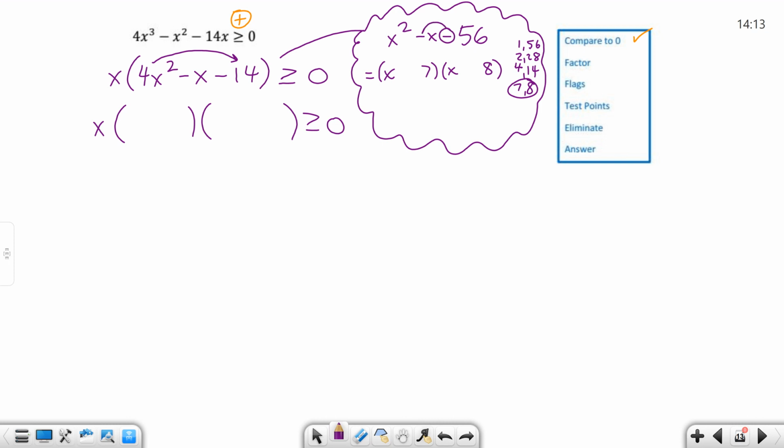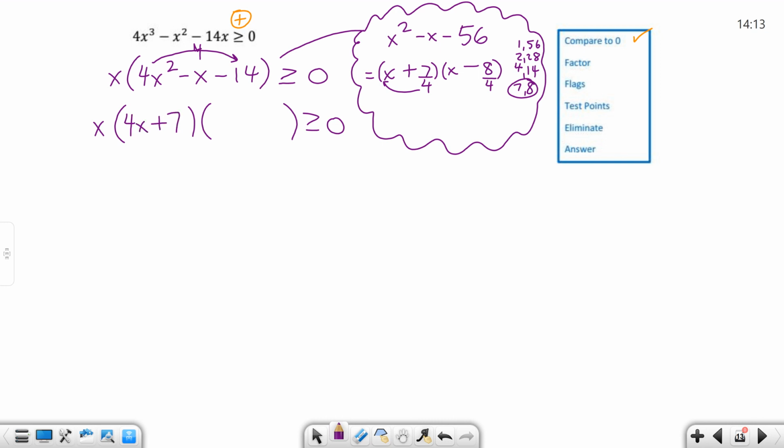So the bigger number gets the first sign. Which one's bigger? 8. Oops, the first sign's negative. And then 7 gets a plus. And then I go back and say, okay, I need to divide. I multiplied this by 4. I need to divide both these by 4. So 7 over 4 won't simplify. This is the bottoms up part. I bring the 4 in front of the x, and that first parenthesis now becomes 4x plus 7.